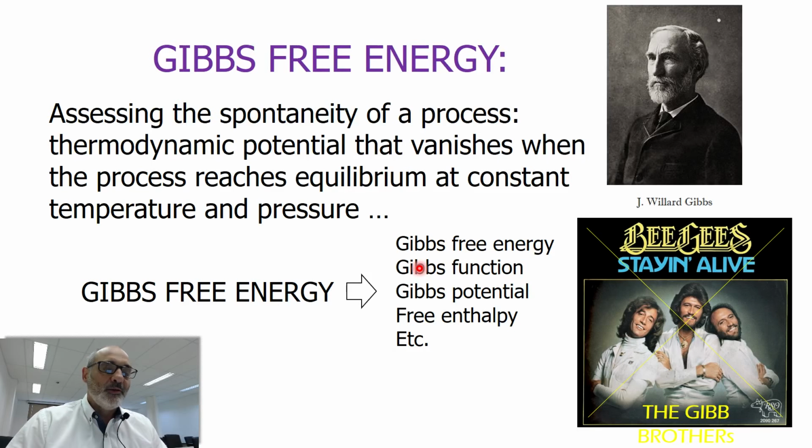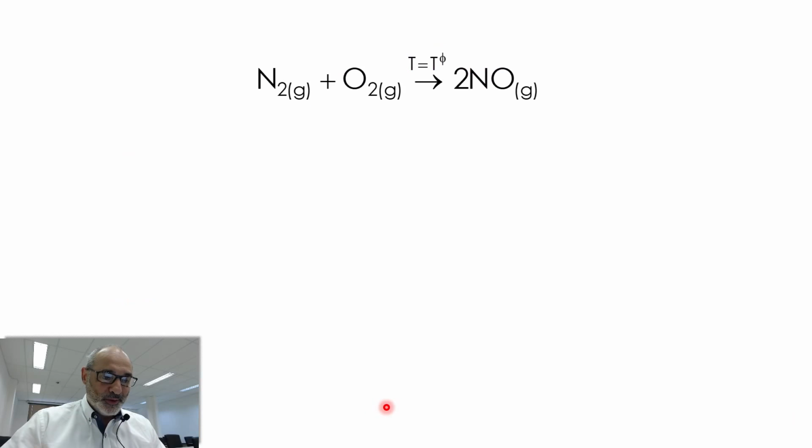But it also has other names: Gibbs free energy, Gibbs function, Gibbs potential, free enthalpy, and so on. And this has nothing to do with the Bee Gees, okay? The Gibbs brothers, they are different people. But let's take a look. Let's try to reason the same way that Gibbs did.